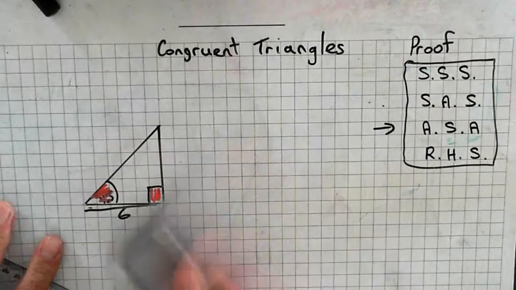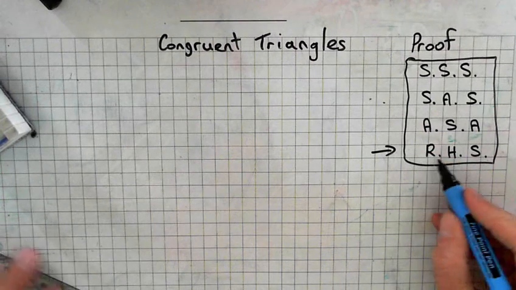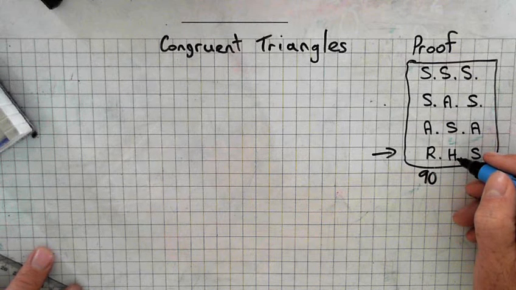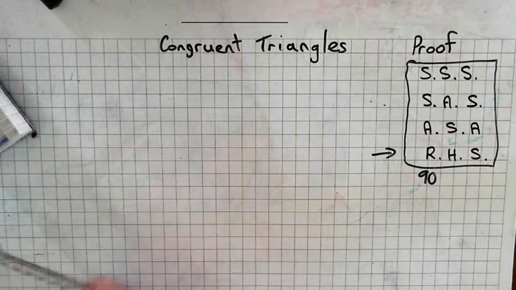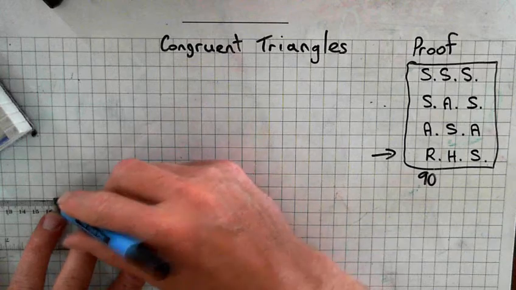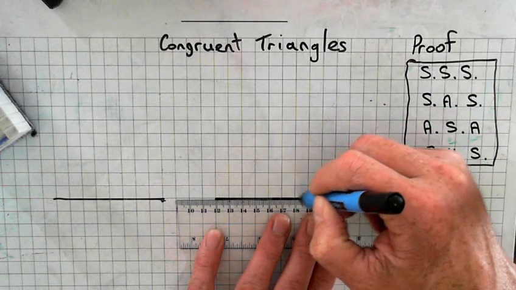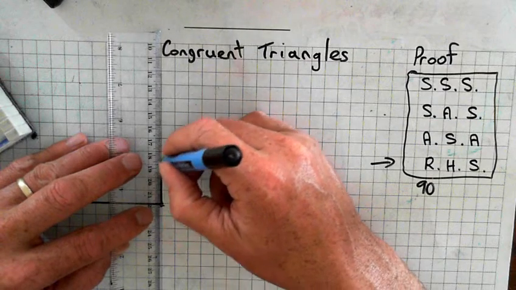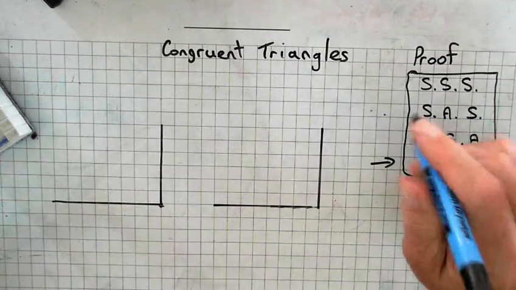And the next one. RHS. Right angle, so 90 degrees. H for a hypotenuse, the longest side. And a side the same. So if I go 3, 4, 5, 6, 7, 8. 4, 5, 6, 7, 8. And do a right angle triangle. So 1, 2, 3, 4, 5, 6. Up 6.